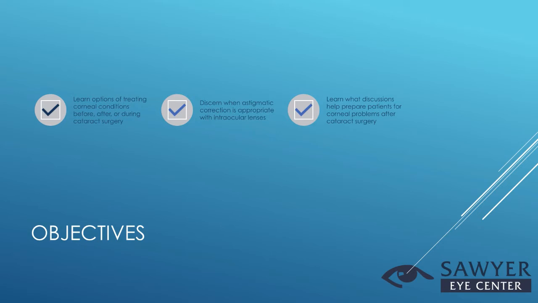The objectives today will be to learn options of treating corneal conditions before, after, or during cataract surgery, discern when astigmatic correction is appropriate with intraocular lenses, and learn what discussions help prepare patients for corneal problems after cataract surgery.